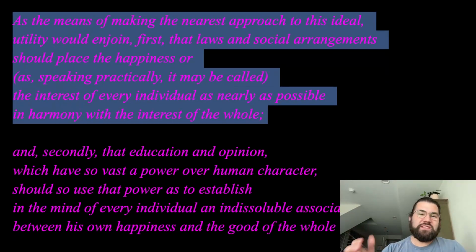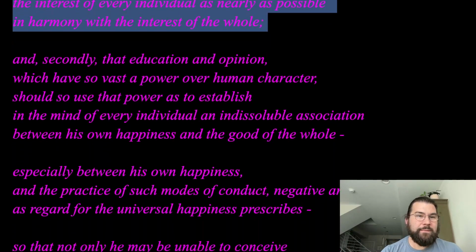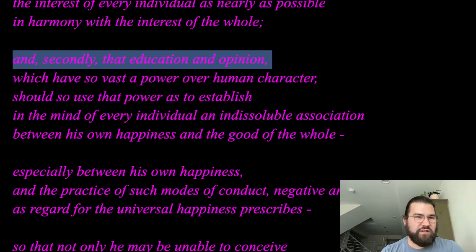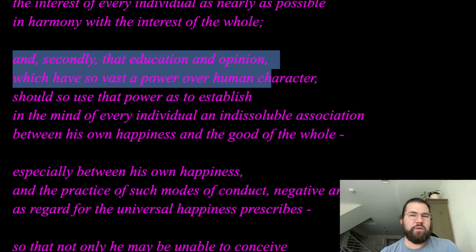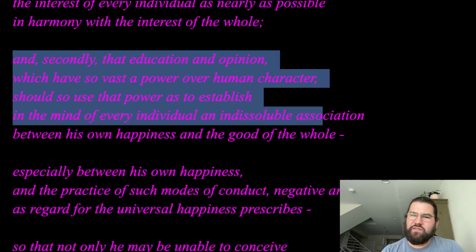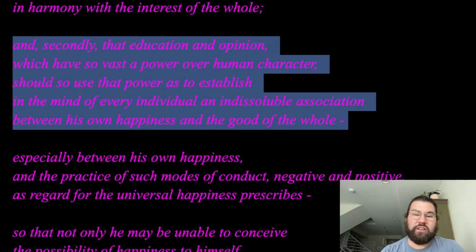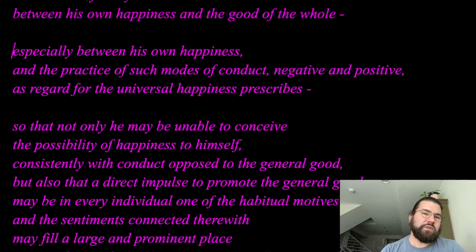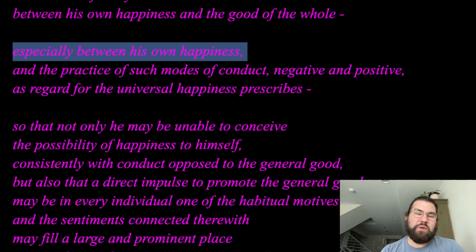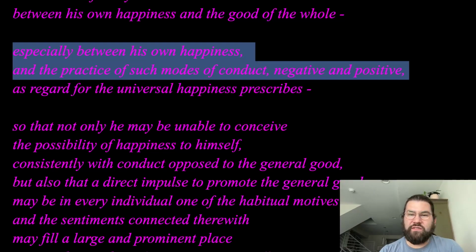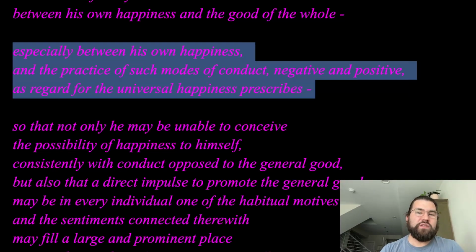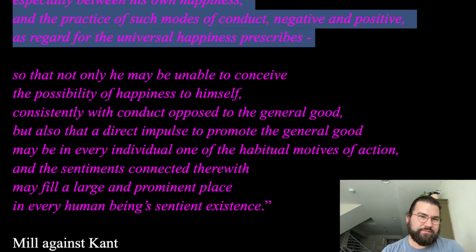So if you're actually doing this and you're doing this right, things are going to be harmonious, right? Everyone's going to be happy. Everyone's going to have the greatest amount of happiness. And secondly, that education and opinion, which have so vast a power over human character, should so use that power as to establish in the mind of every individual an indissoluble association between his own happiness and the good of the whole, especially between his own happiness and the practice of such modes of conduct, negative and positive, as regard for the universal happiness prescribes.